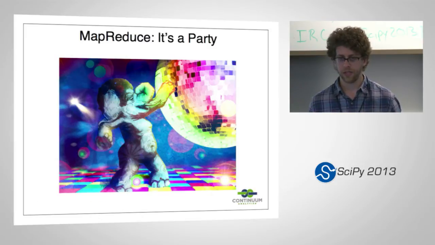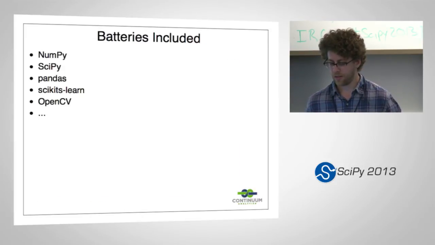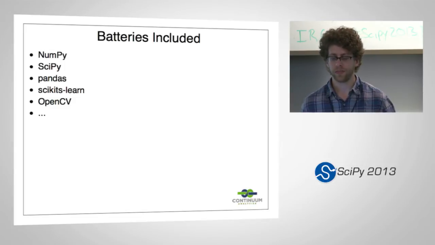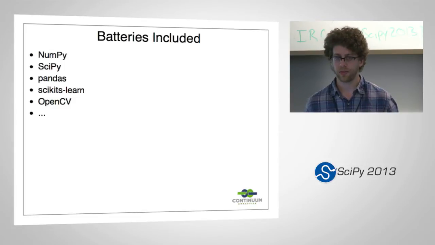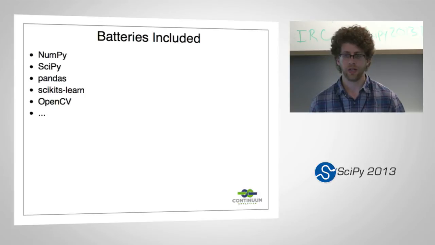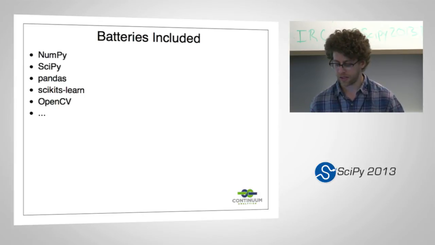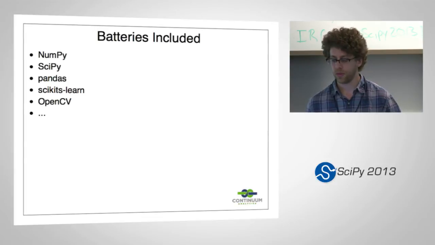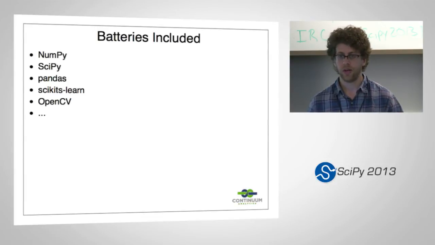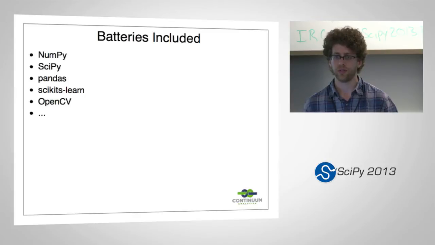So MapReduce, it's a party. Batteries are included, just like Python. From your mappers and reducers, you can include the full scientific Python stack, or anything that exists as a Python library. You can write your own library and include it in a map function or a reduce function. So if you're doing large-scale machine learning or anything that requires SciPy or OpenCV, you get full access to it. There's no reduced version of Python.